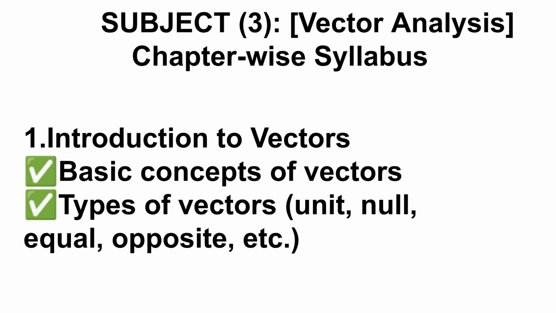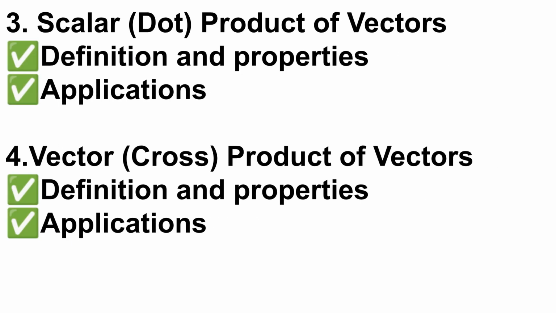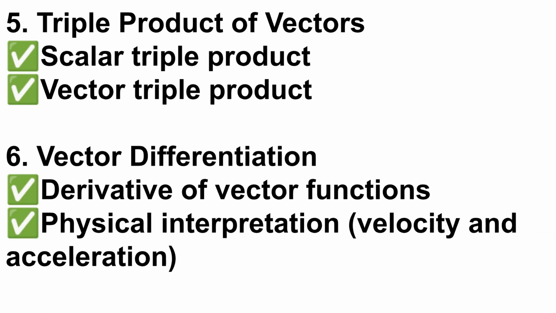The syllabus continues with vector operations, specifically the addition and subtraction of vectors, scalar multiplication, and finding the linear combination of vectors. You will then study the dot product or scalar product of vectors, followed by the cross or vector product, focusing on their definitions, properties, and practical applications. Vector analysis also includes the study of triple products, both scalar and vector, as well as vector differentiation, covering derivatives of vector functions and their physical interpretations like velocity and acceleration. The final part of vector analysis covers gradient, divergence, and curl.